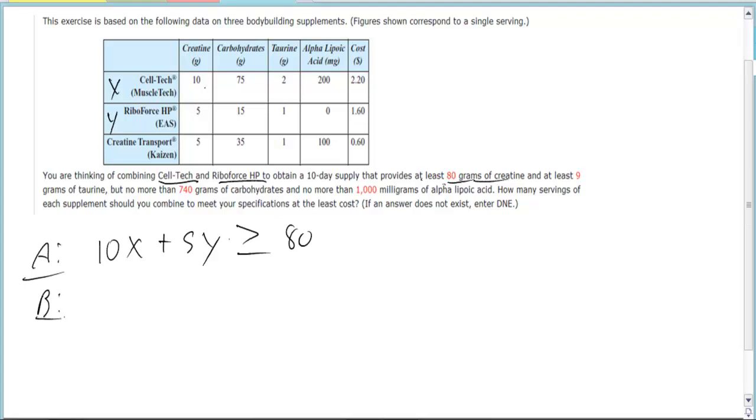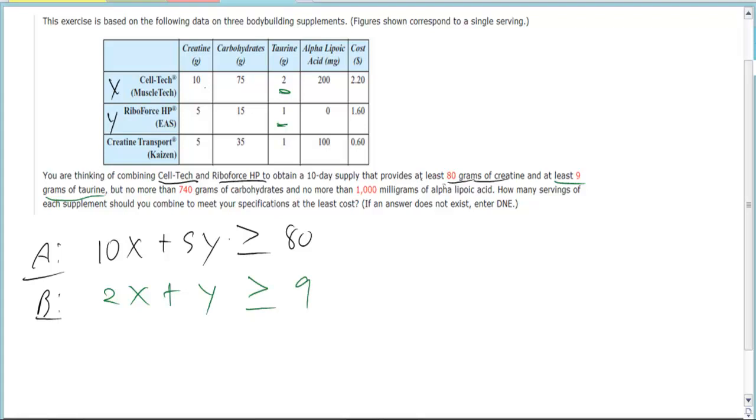Equation B is going to come from here. We want at least 9 grams of taurine. Let me do that in a different color, so go green. So taurine, there we go. That's 2 and 1: 2 grams of taurine for every serving of X, 1 gram of taurine for every serving of Y, and again at least, so that has to be greater than or equal to 9.